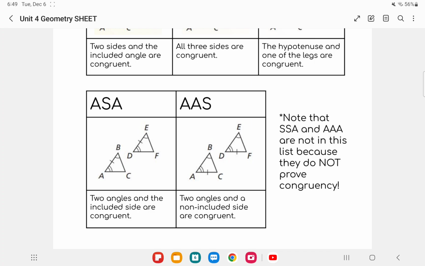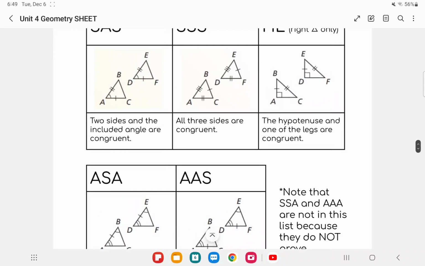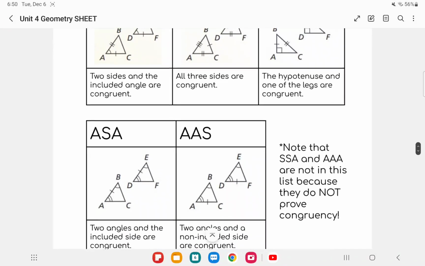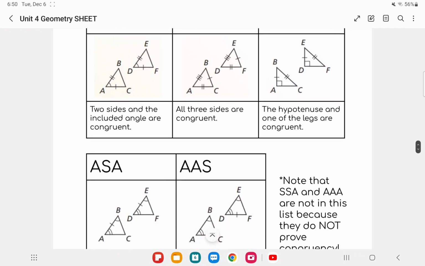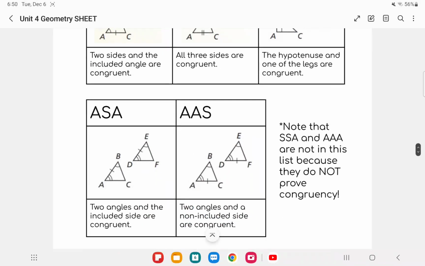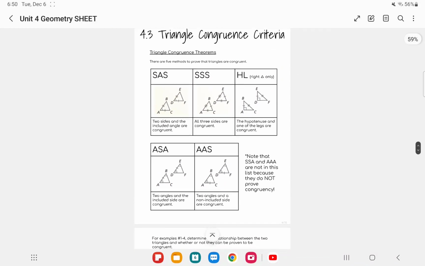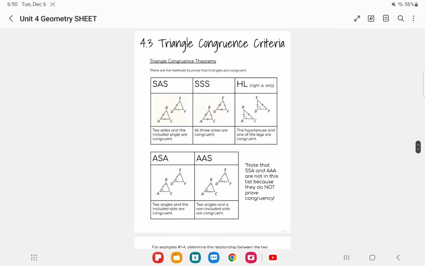So all we have to know for this lesson is basically which one of these it is. We just have to know that if it's SAS, SSS, HL, ASA, or AAS, then it's going to be congruent, and SSA and AAA are not going to be. You're really going to need to look at this sheet when you do your practice problems. That's really going to help, because I know it is kind of confusing to have all five at once. Just keep referring to your notes as you do the practice problems, because really it's just about looking at it.